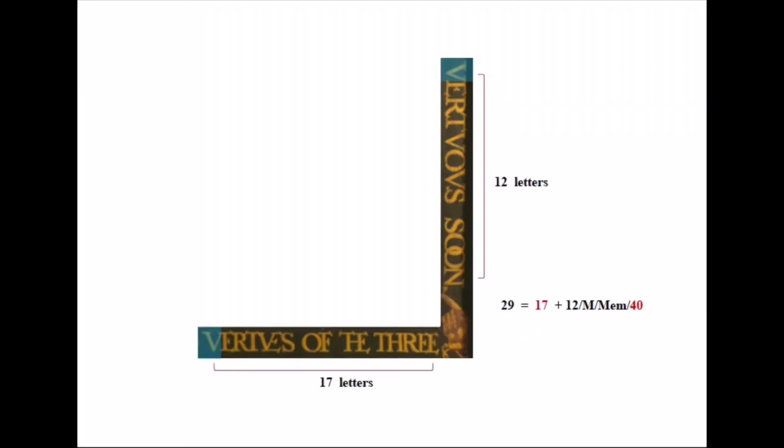And in the previous video, I showed how there's another code in the lines Virtues of the Three and Vertuous Son, which are 17 and 12 letters. 12 is M, in Hebrew Mem, equivalent to 40, so 1740.